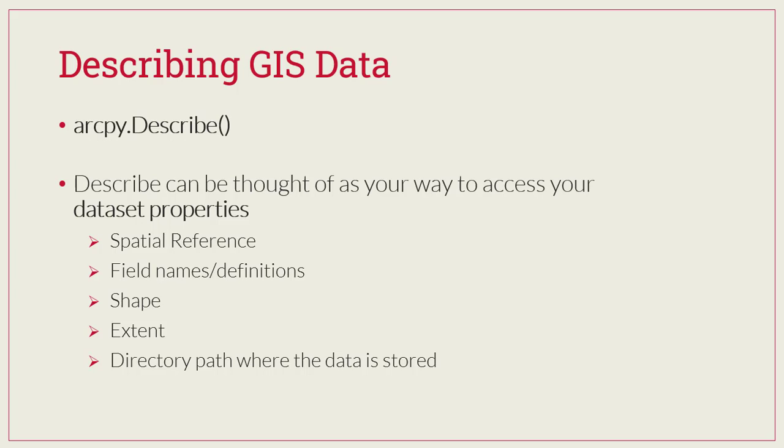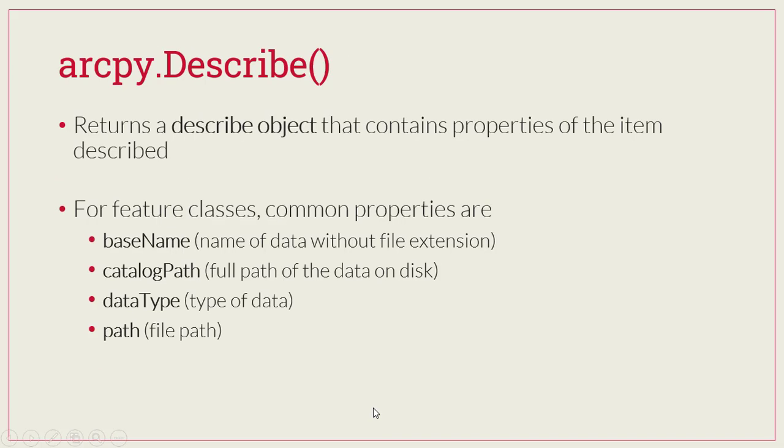Describe is a function in the ArcPy module, accessed through arcpy.Describe. Describe can really be thought of as the way that you're going to access all of your data set properties. If you were in a desktop GIS software, you would right click on the data set and go down to properties, where you'd see the name of the data set, where it lives on disk, the spatial reference, the units. All of those things are what you have access to within Describe in ArcPy. For example, your spatial reference, field names and definitions, the shape, the extent, the directory path where the data set is stored, all of those can be found on Describe.